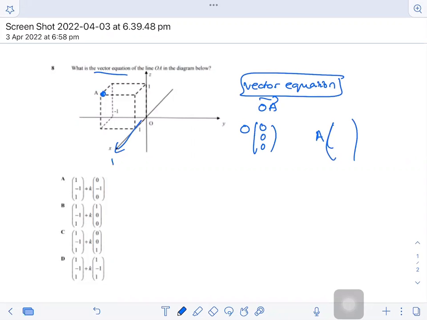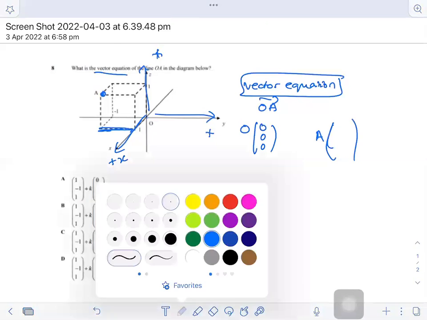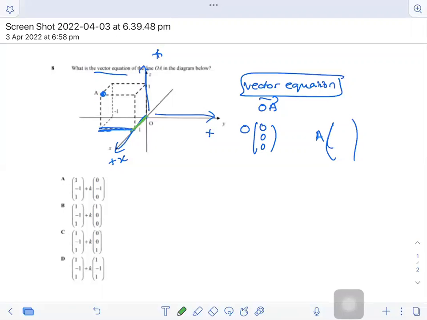So this is the positive X out here. That's the positive Y, and that's the positive Z. And the side of this square thing here is 1. So you go in the X direction, you go positive 1, and then in the Y direction, negative 1. So you go 1, negative 1, and then you go up, plus 1. So that means you've got your 2 points, O and A.